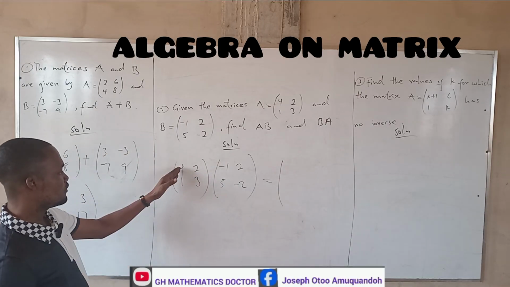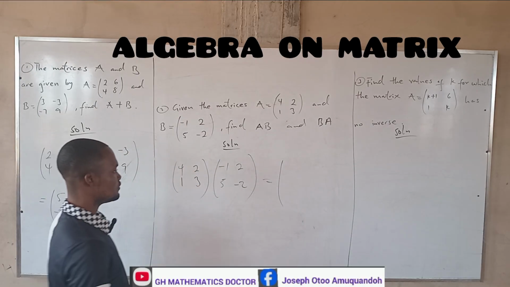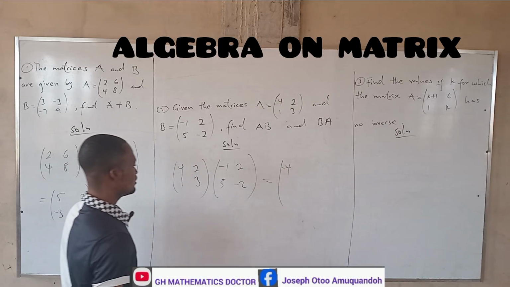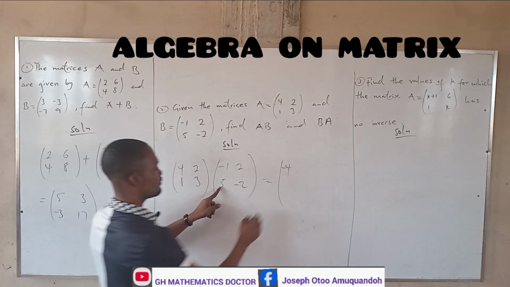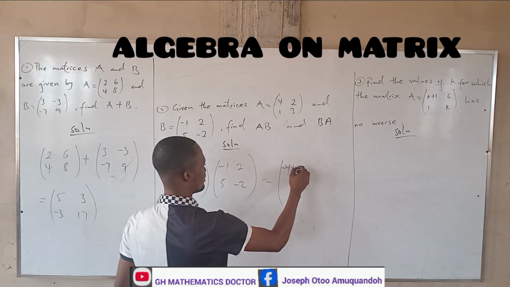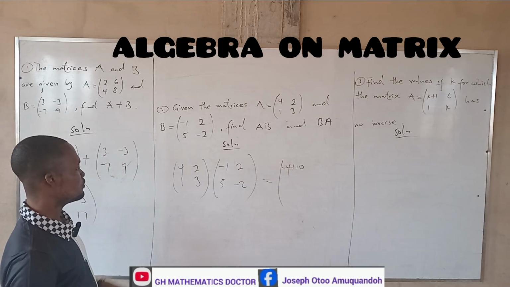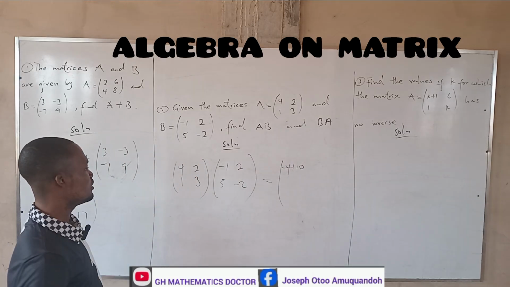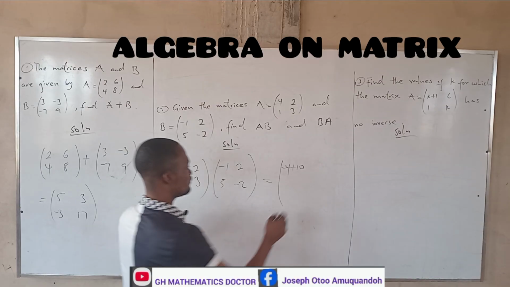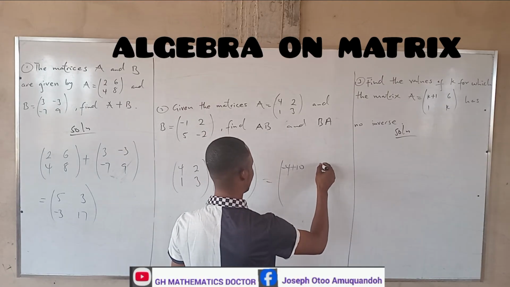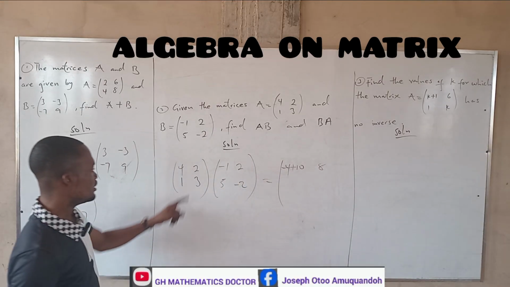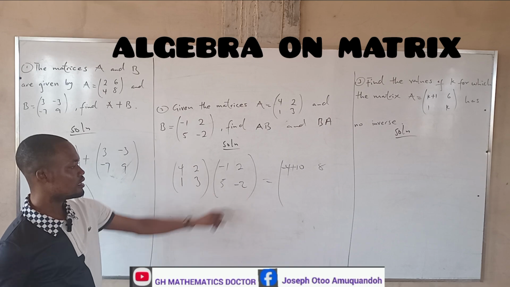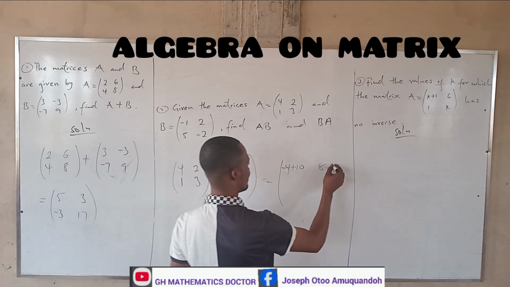So we are multiplying this 4 by negative 1. That will give you negative 4. Then 2 times 5, and that is 10. Then you continue with 4 times 4. 4 times 2, and that will give you 8. Then 2 times negative 2, and that will give you negative 4.